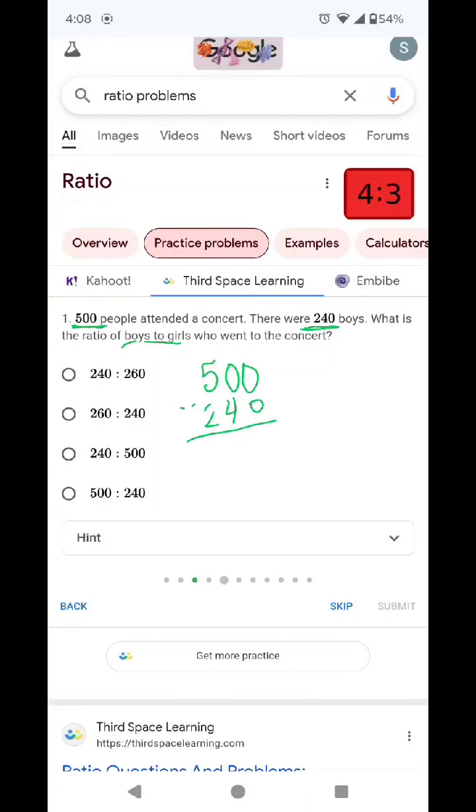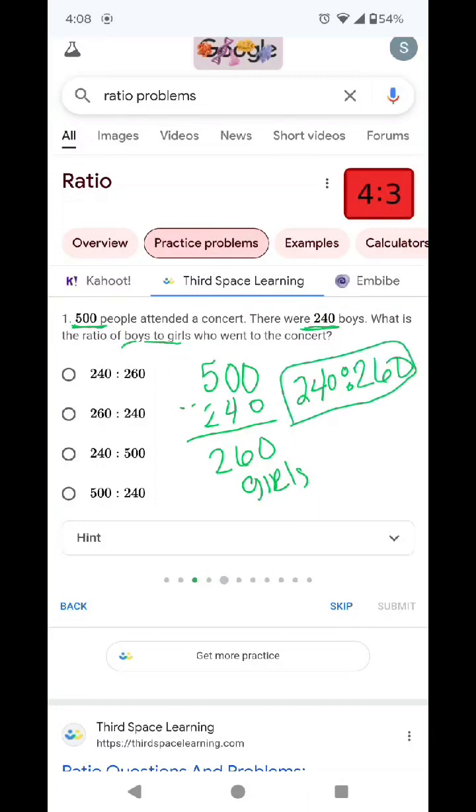500 minus 200 is 300. And then 300 minus 40 would be 260. So this is my girls. And they want to know boys to girls. So 240 boys to 260 girls.